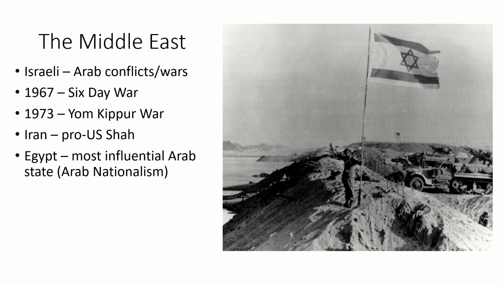The 1967 Six-Day War and the 1973 Yom Kippur War are going to sour relations between the United States and Arab states. However, in Iran, there is a pro-U.S. leader called the Shah who is the cornerstone of America's strength in the Middle East.